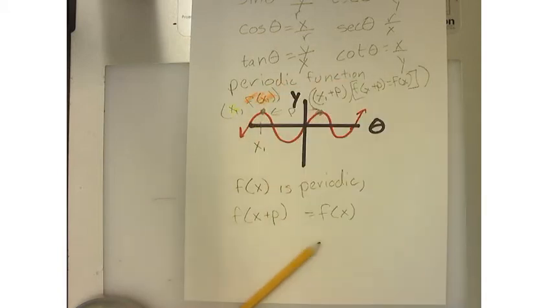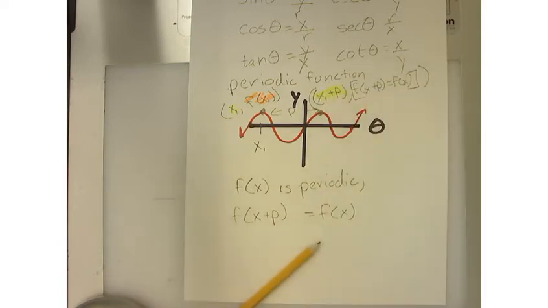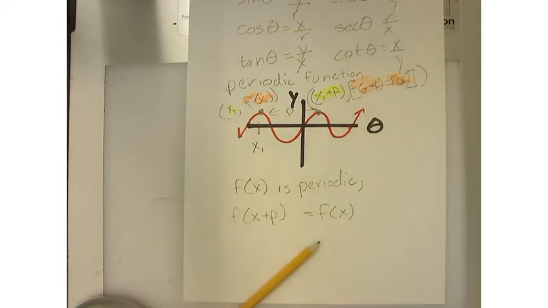Okay? Because the function is periodic, it has a pattern that repeats itself. If I go exactly one period over, I'll have a different value for x, but I'll still have the same y value. Does that make sense? Okay? And that's all they're trying to say.